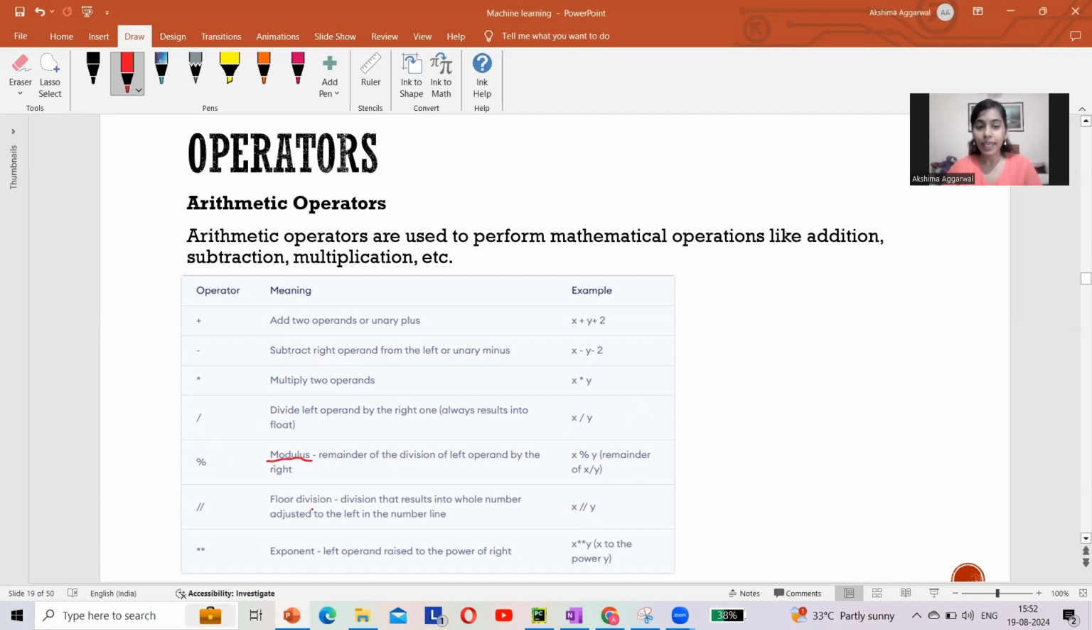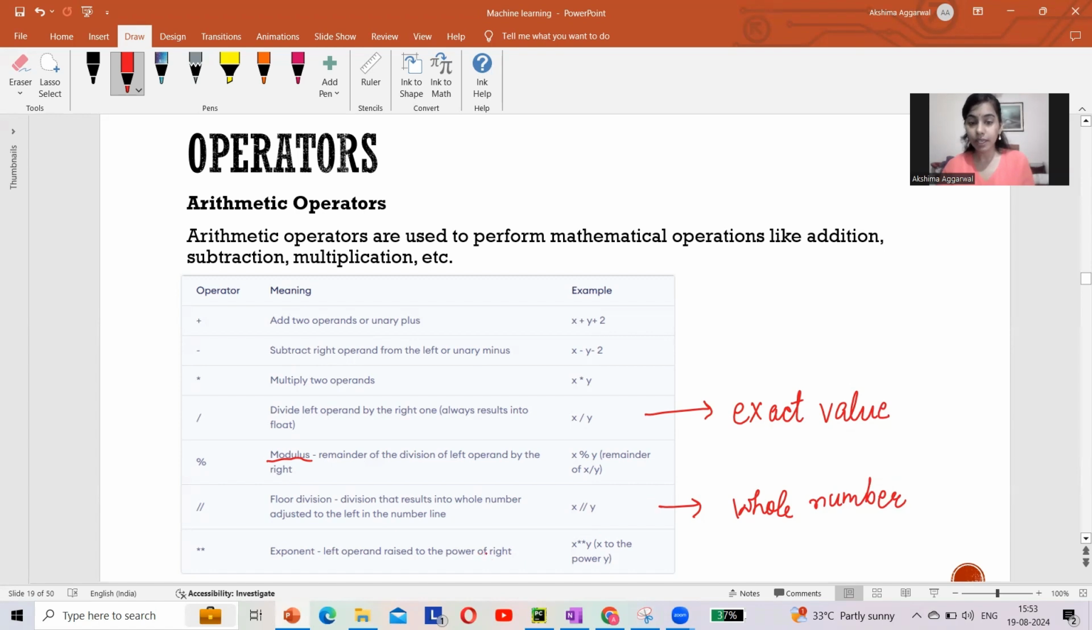Next is floor division. Let's understand the difference between integer division and floor division. Integer division gives you the exact value of the quotient, whereas the floor division gives you the whole number, meaning only the value which comes before the decimal.